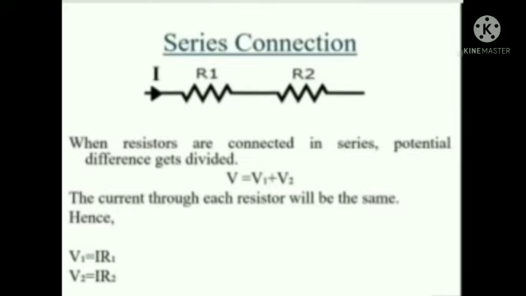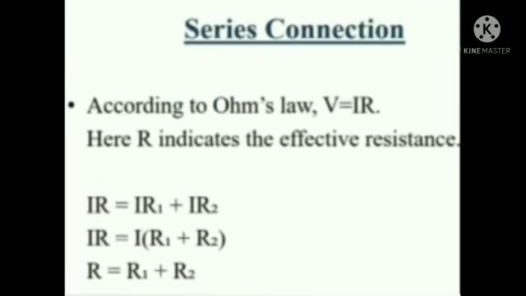So we can write V1 is equal to I into R1, V2 is equal to I into R2. I is current. According to Ohm's law, V is equal to I into R. Here R indicates the effective resistance. We substitute in V is equal to IR. Then we substitute this in the equation V is equal to V1 plus V2: V is equal to IR, V1 is equal to I into R1, V2 is equal to I into R2.